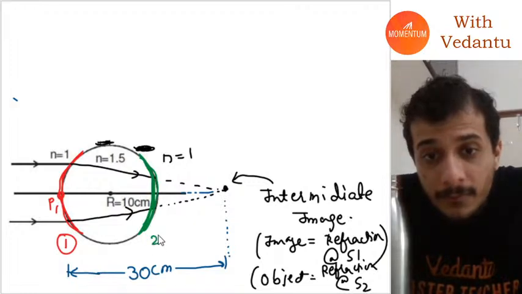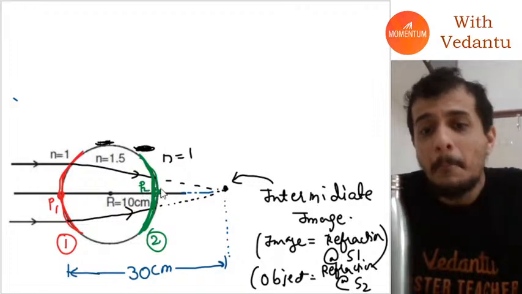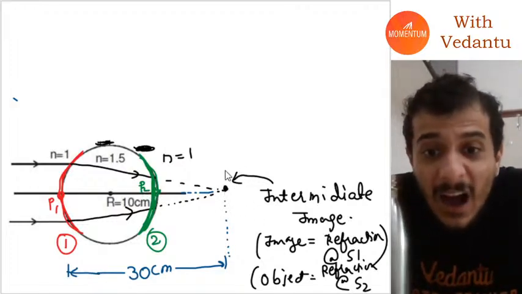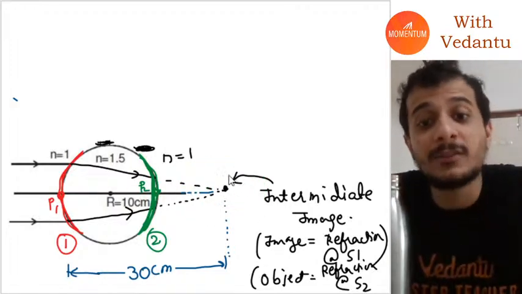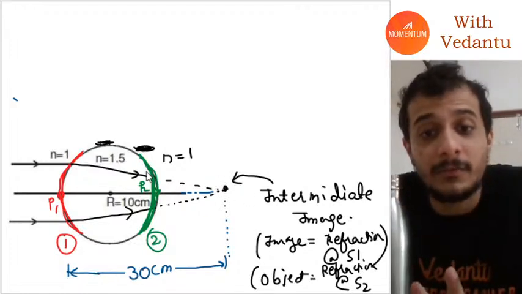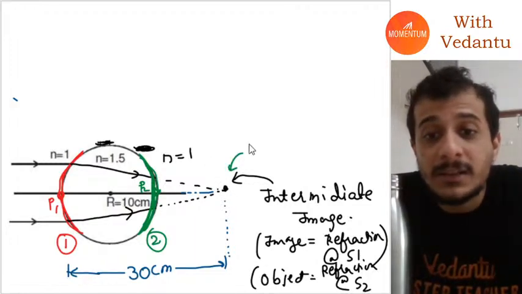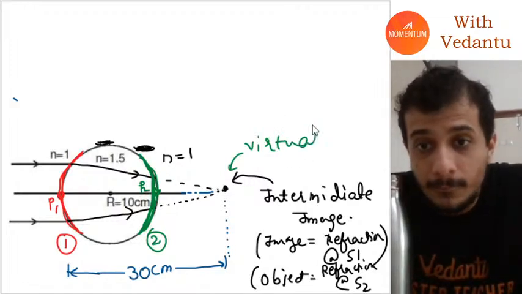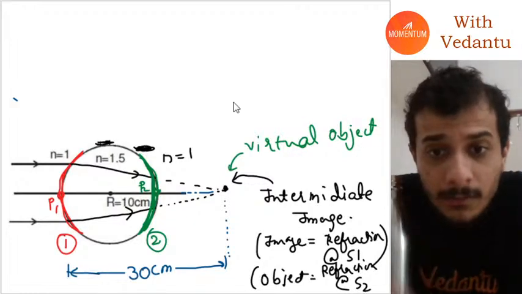This is surface 2 with its own pole. But what kind of an object will this be? Are rays of light actually coming out of this point? No. Actually, incident rays are about to meet at this point, but because of the refracting surface, they are not meeting. This is what we call a virtual object, guys. I hope everybody understood.